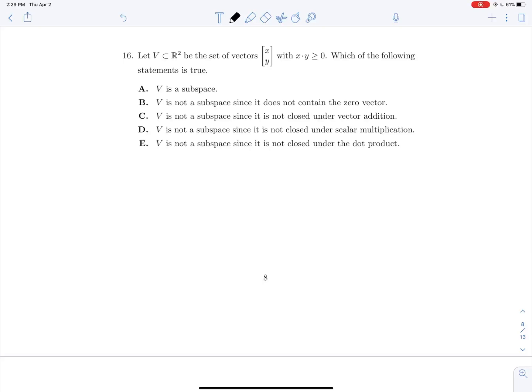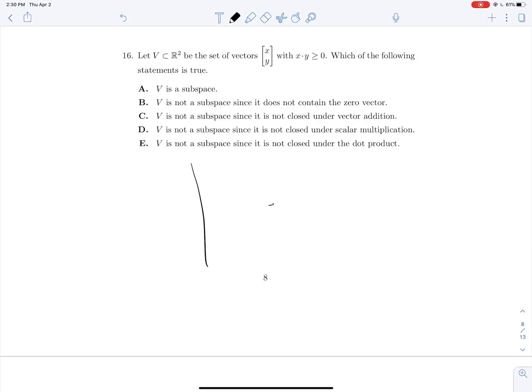16, let V be a member of R2. Oh, that's weird notation. I'm bad at reading this kind of thing. So let V be the set of vectors in R2 composed of x, y, where x times y is greater than or equal to 0. Which of the following statements is true?